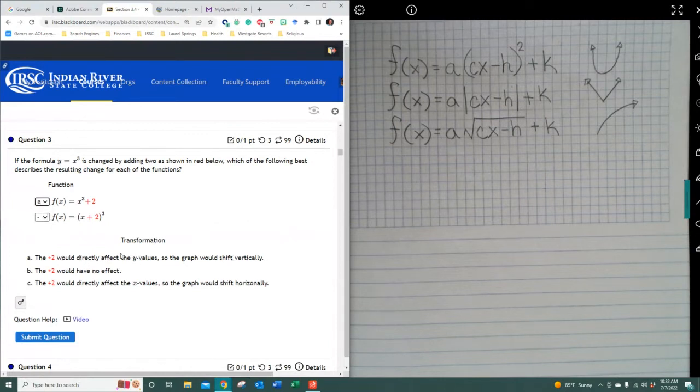And it's also going to go two units to the left, not to the right. Negative goes to the right, positive goes to the left. So this one's going to the left, but it's not even asking us to do that. It's just asking us to say, how is it being impacted? How is it shifting?